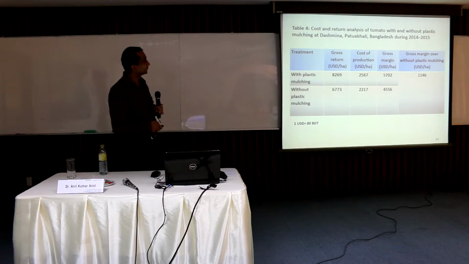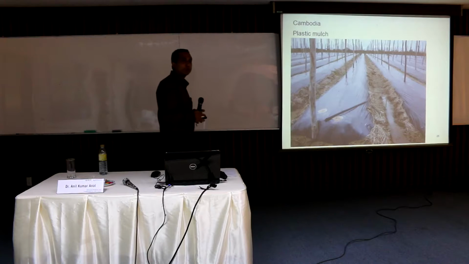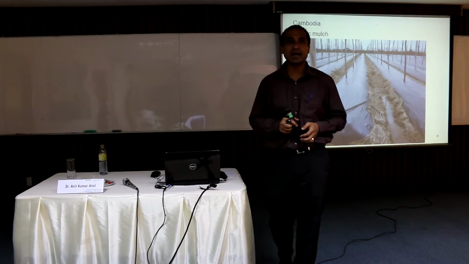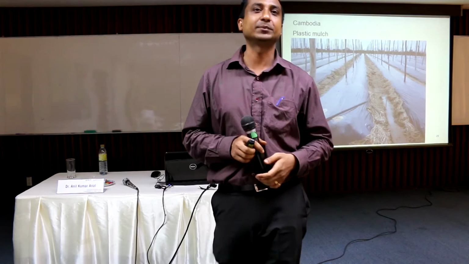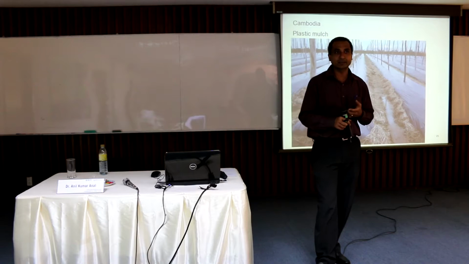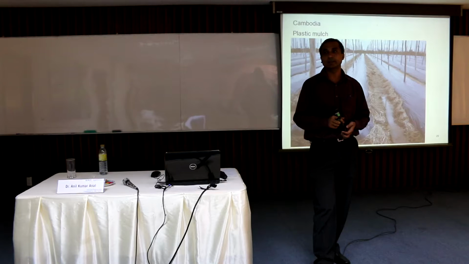Yeah, the same problem is here also, the disposal of the plastic. But what we have realized is that if the farmers manage it in a proper way, they can use this plastic at least 2-3 times. And then we also did a group discussion with the farmers in three regions, and all the farmers are basically happy using this kind of plastic mulching.